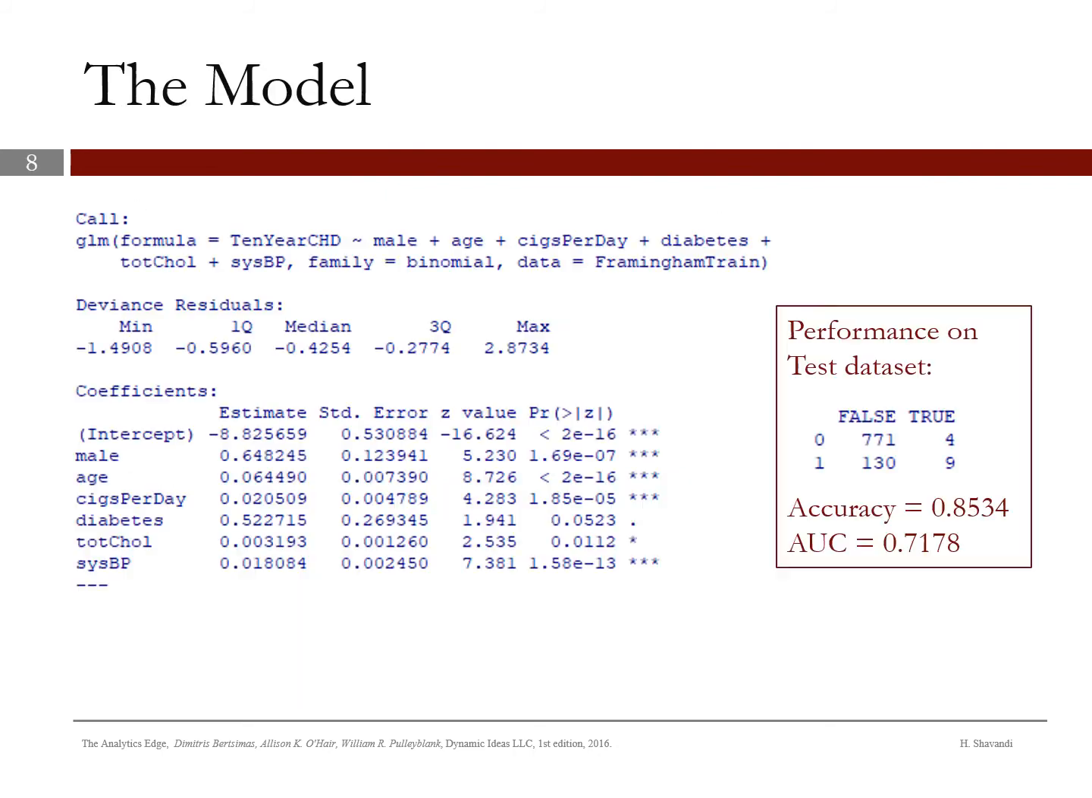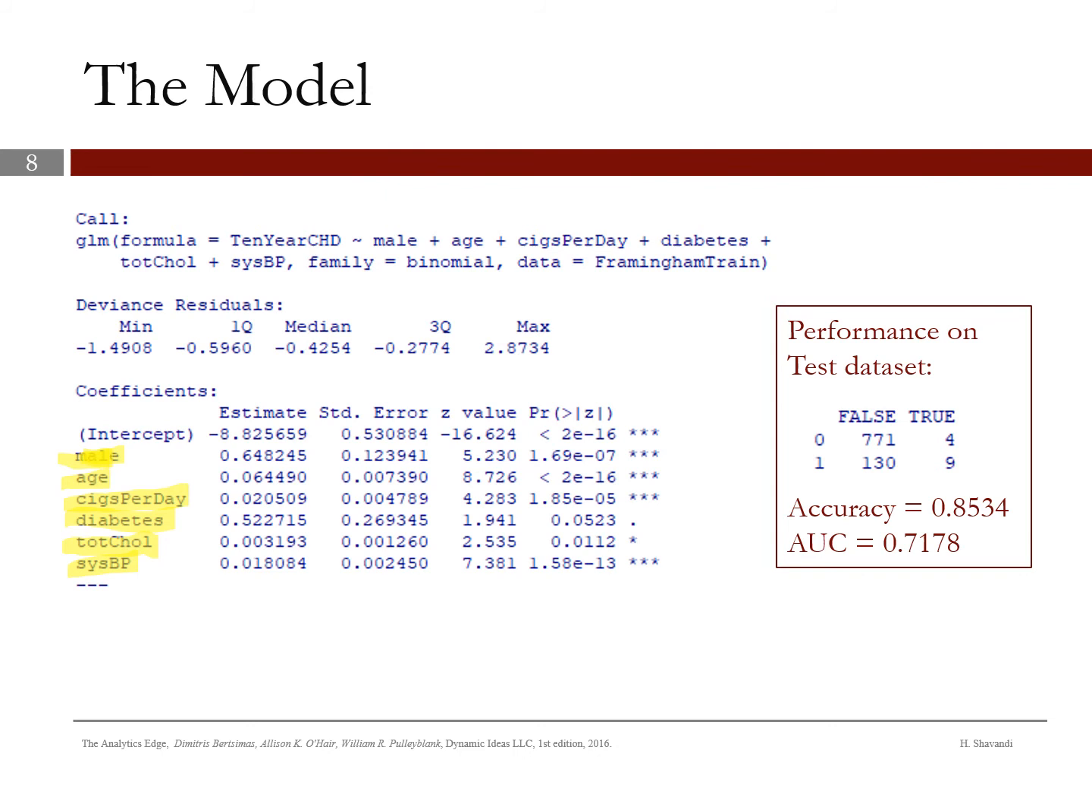So here we have the summary results of our logistic regression model in R. As you see here, we have the list of significant independent variables: male, age, cigarettes per day, diabetes, total cholesterol, and systolic blood pressure. The remaining independent variables are not significant, so they were eliminated from the model. And here we have the performance of the model over the test data set.